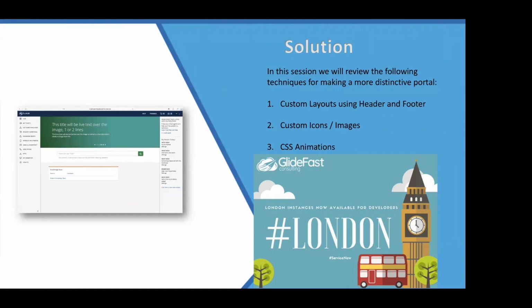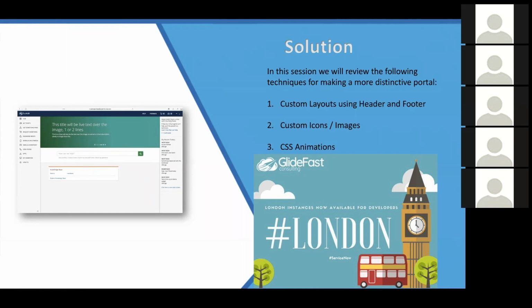And of course, the answer is yeah, absolutely. We can definitely achieve a lot of different potential looks and feels, and there are a number of ways that we can go about that. Today, I want to cover 3 particular ways that we can go about making our portals more distinctive. I'm going to spend quite a bit of time on the custom layouts aspect using header and footer. I also want to talk about custom icons and images. And lastly, we will finish up with CSS animations. And I'll be demoing via the portal at different points during the conversation.